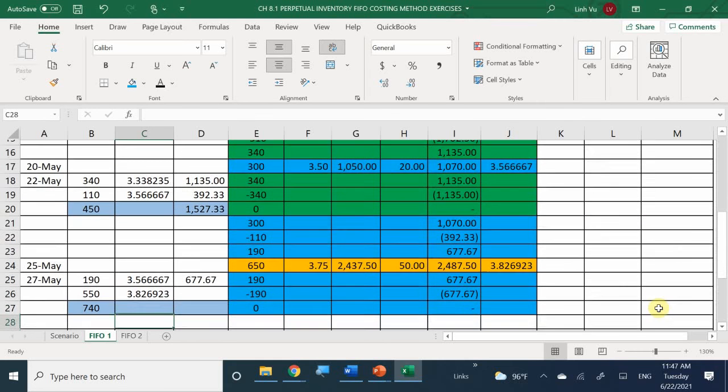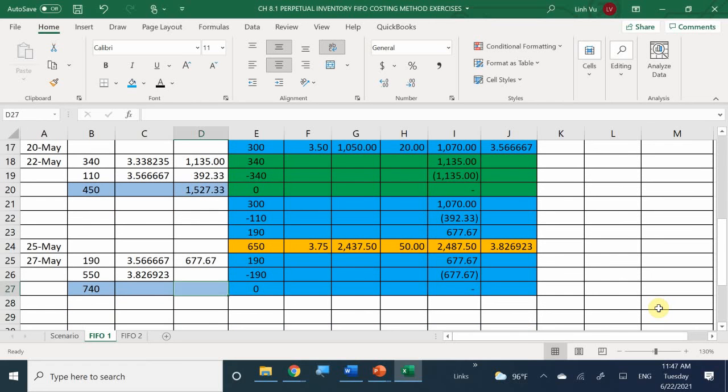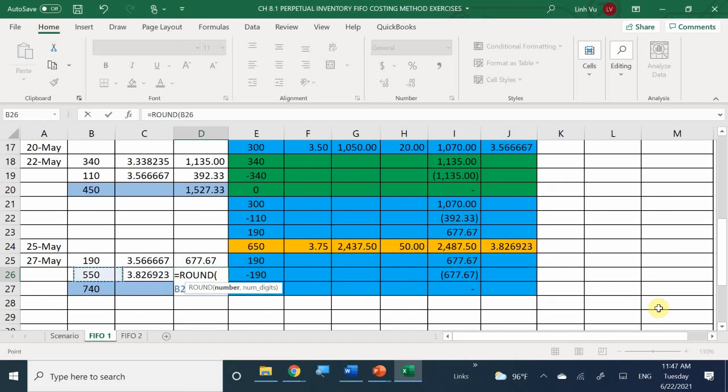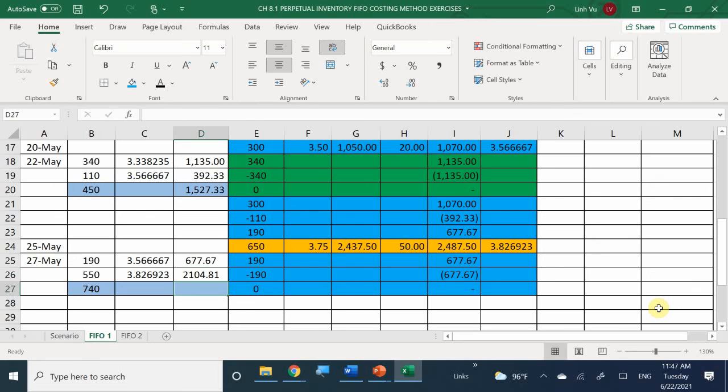So there you go. What is my calculated amount going to be for selling a total of 550 units at $3.8269? I got 2,104.80. Is that what you just said? Yes, I got 80, but 81 sounds correct. Good. So selling a grand total of 740 items is going to give me a grand total of $2,782.48 for the journal.